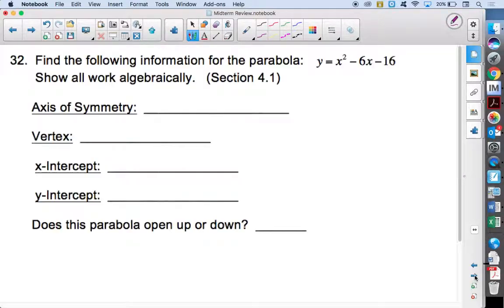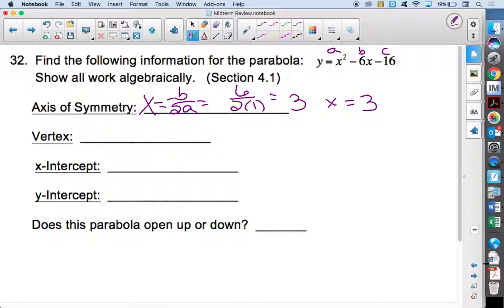32. So number 32 says find the following information for the parabola x squared minus 6x minus 16. Axis of symmetry. Do you remember the formula for the axis of symmetry, Kate? Negative b over 2a. So a, b, c. Kate, that means negative b is? 6. A is? 1. And 6 divided by 2 is? 3. So the axis of symmetry is 3. That's the line that cuts the parabola in half.